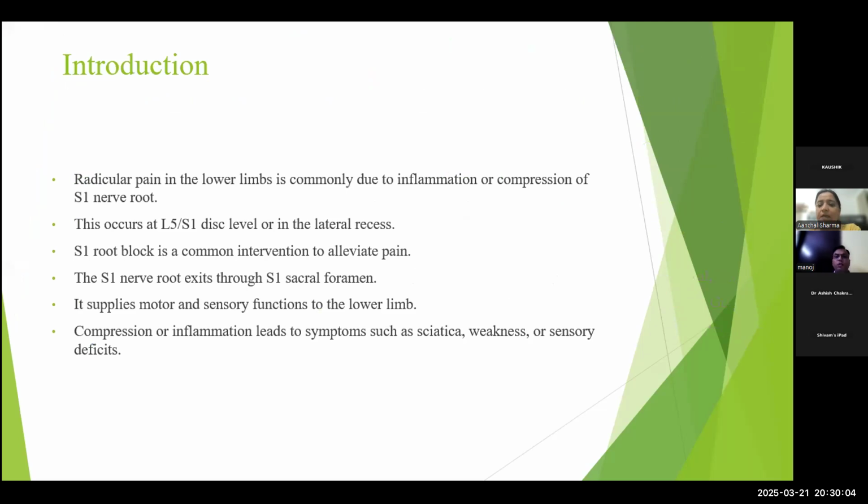Radicular pain in lower limb. People are mentioning, come a bit closer. They can't hear you. Okay. Move your laptop a little closer, and be a bit louder.